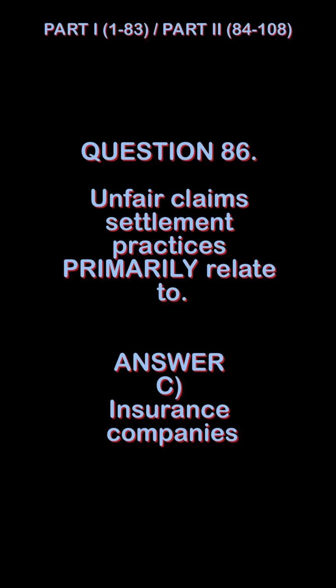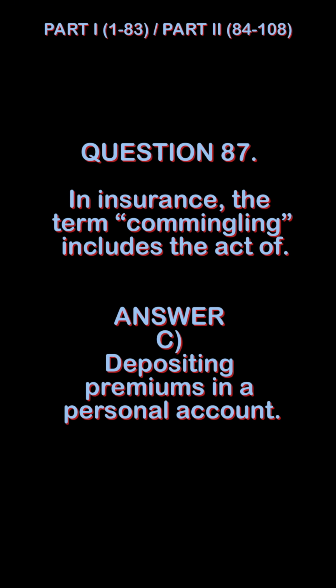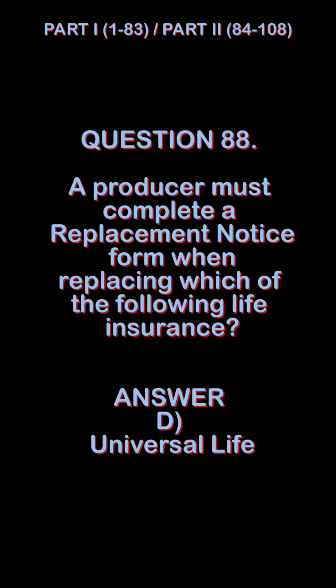Question 86. Unfair claims settlement practices primarily relate to. Answer: C. Insurance companies. Question 87. In insurance, the term commingling includes the act of, answer C, depositing premiums in a personal account. Question 88. A producer must complete a replacement notice form when replacing which of the following life insurance? Answer D, Universal Life.